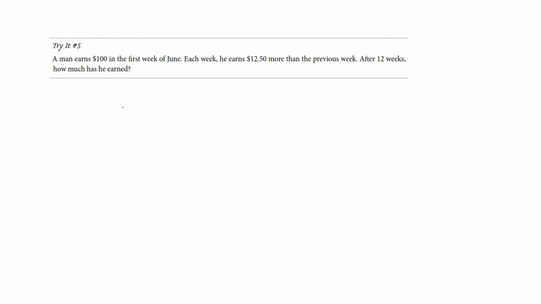All right, let's try another one. So we're going to start here with our generic formula. Starts with $100, and then each week $12.50 is added. That's our D, and we do n minus 1. Now, in order to make this work, we need the following.